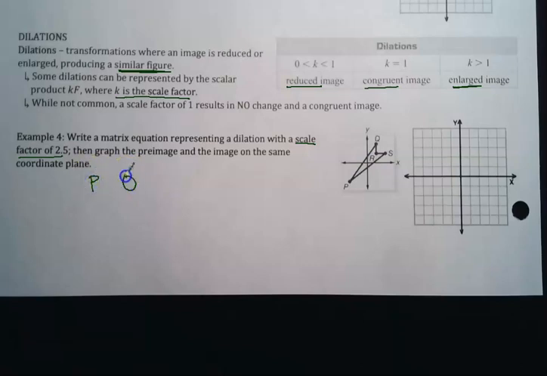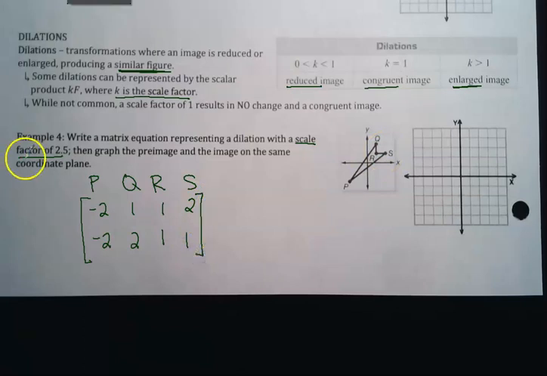Okay, so we've got P, Q, R, S. P is -2, -2. Q is 1, 2. R is 1, 1. And S is 2, 1. Our scale factor, or our scalar, is 2.5, so we're just going to multiply this by 2.5. Each point is going to be times 2.5.